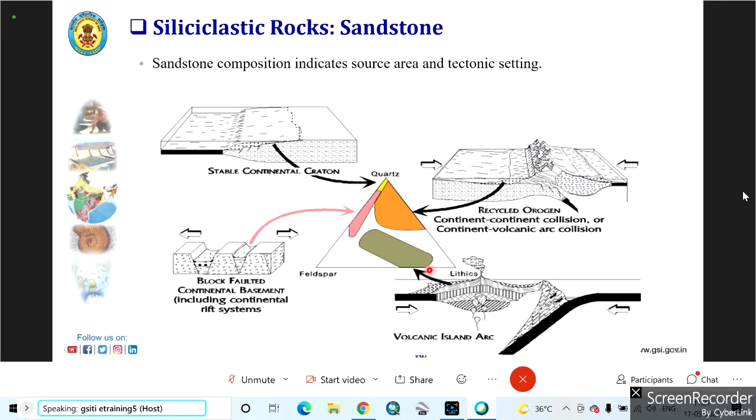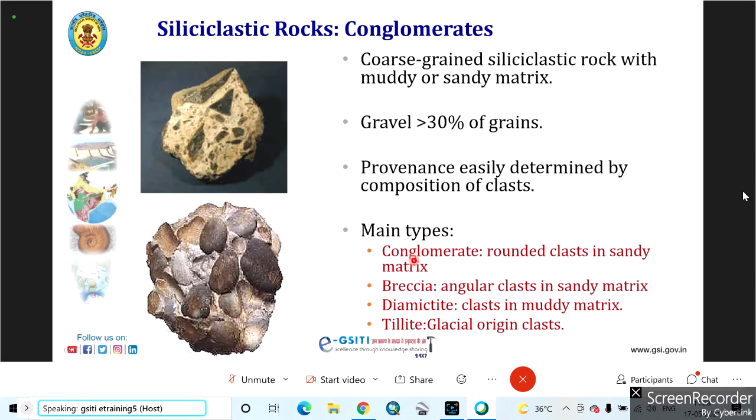When there is a very small percentage of quartz, approximately 30-40%, but a high abundance of lithic fragments and feldspar, the sandstone has developed from a volcanic island arc setting. After the sandstone, now proceeding towards the conglomerate.